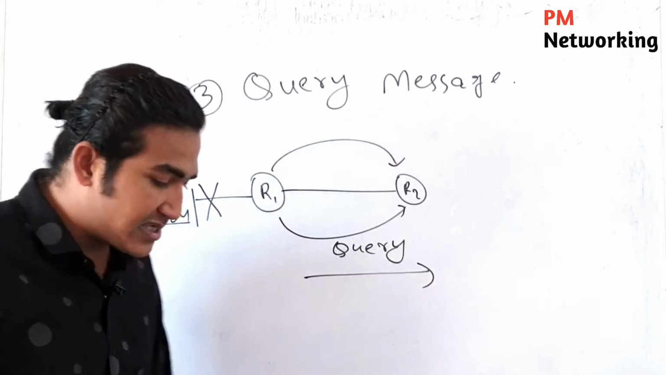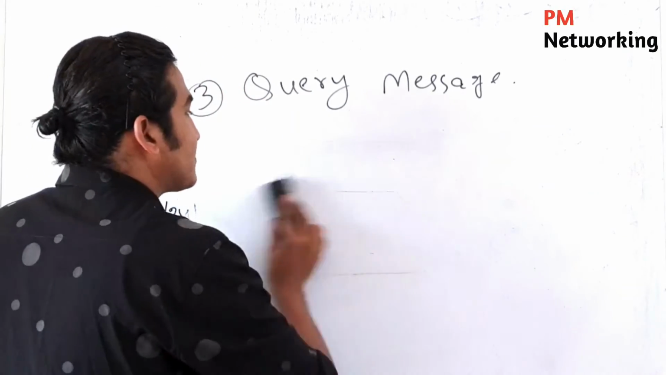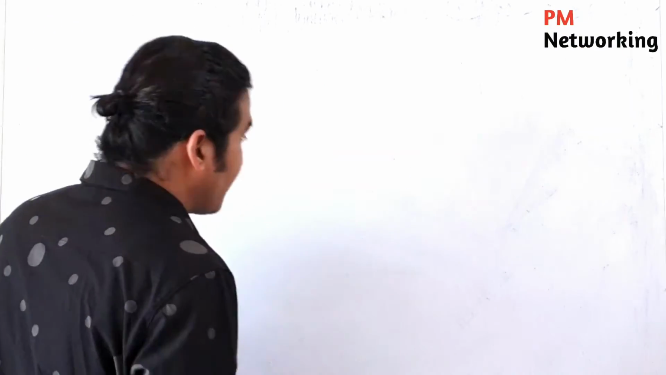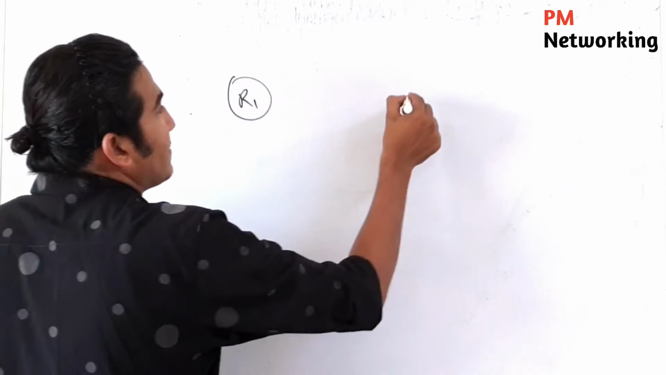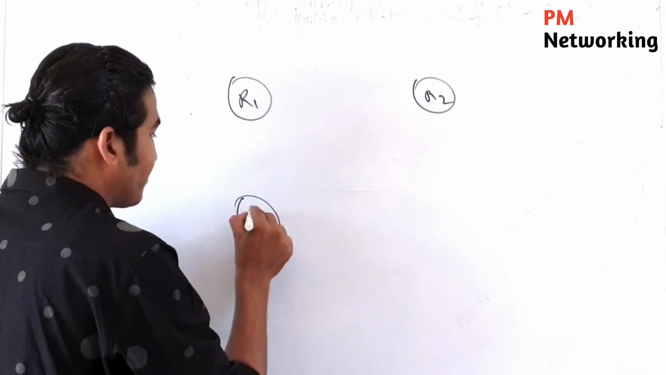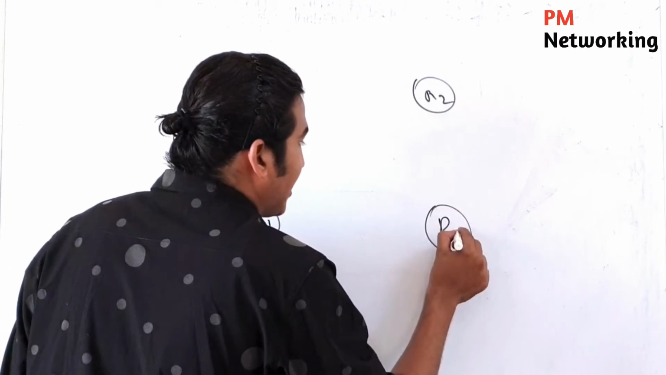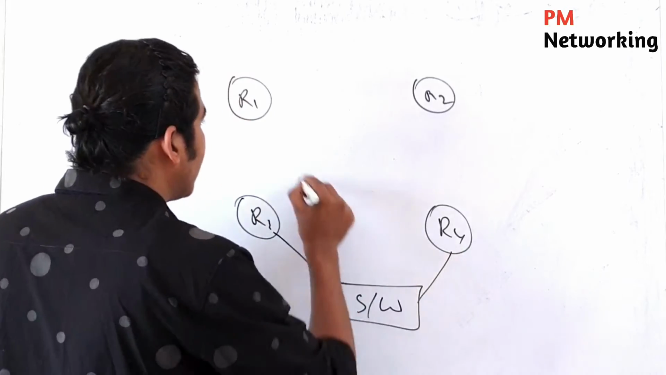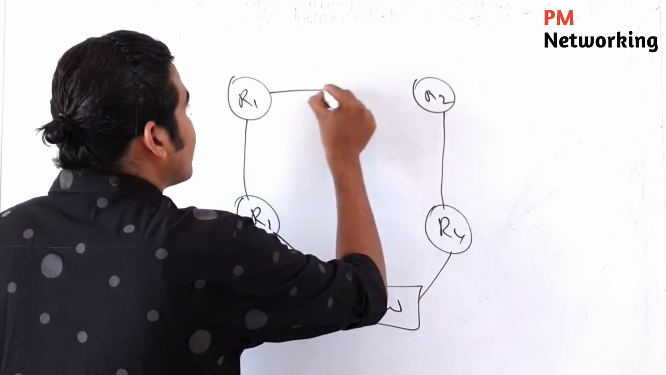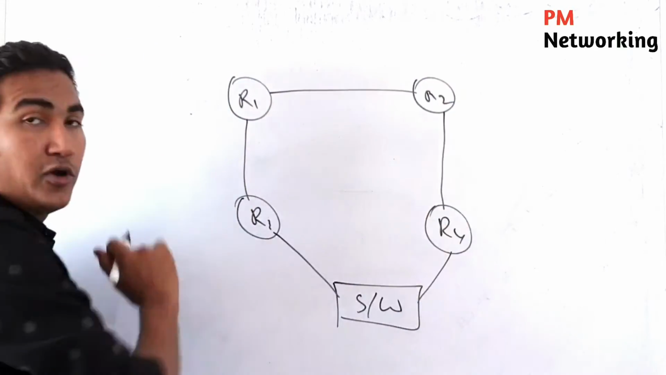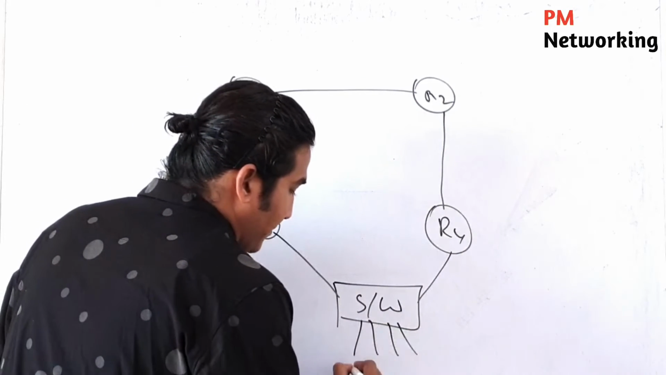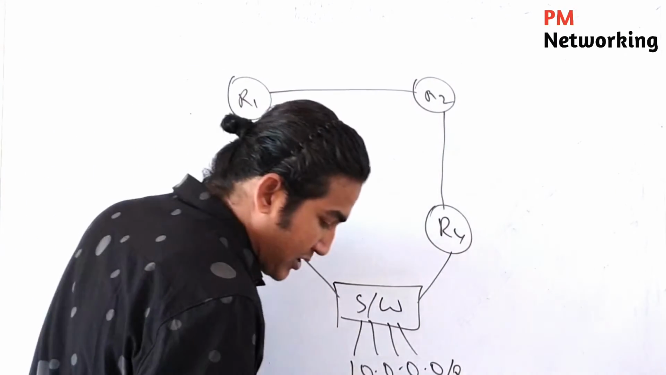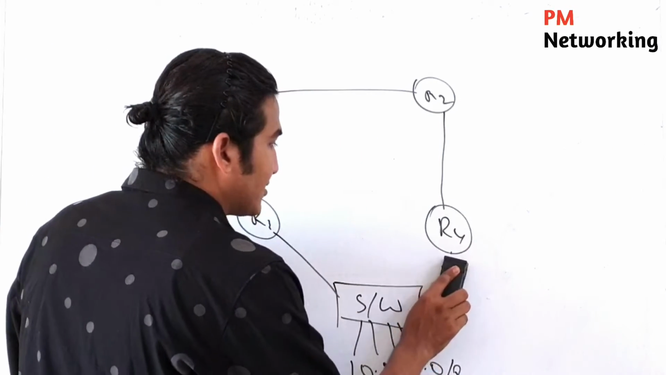And the second use of the query message is, just suppose we have a topology like this. Let me draw one: R1, R2, R3, R4, and here is one switch. Suppose this is my topology. I am using EIGRP over here, and here is one prefix, 10.0.0.0/8. Now suppose I am using a serial link over here.